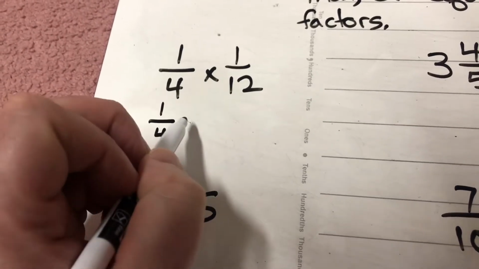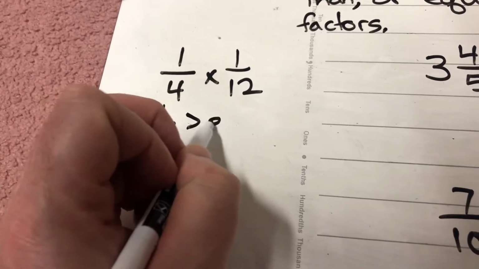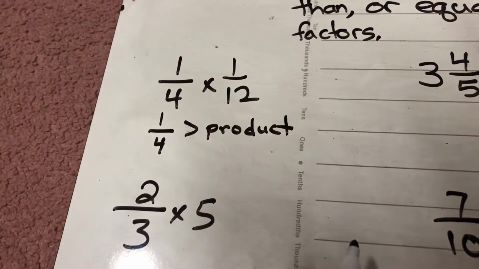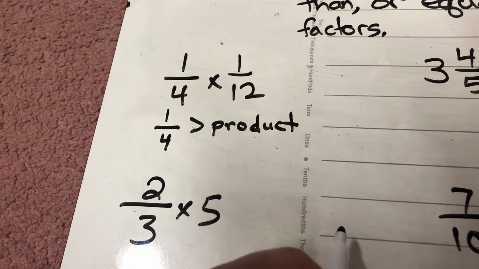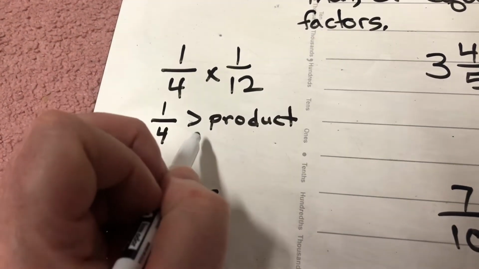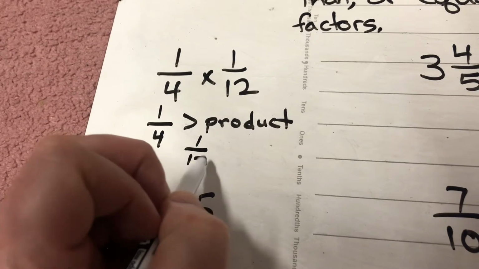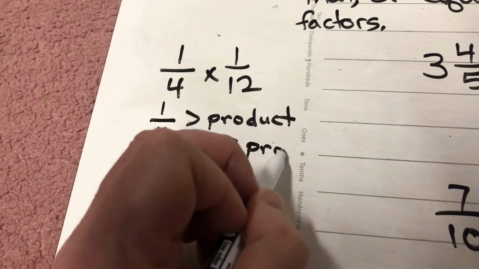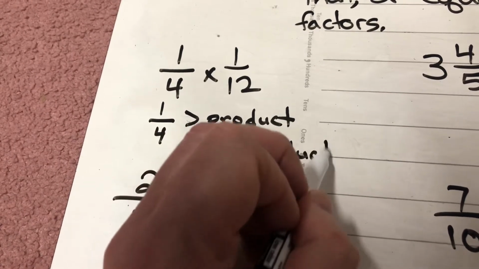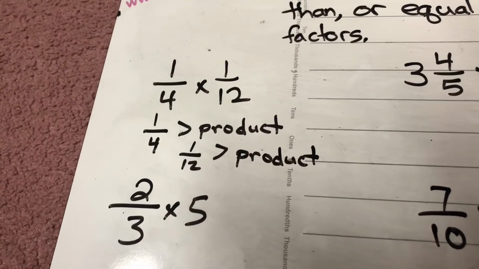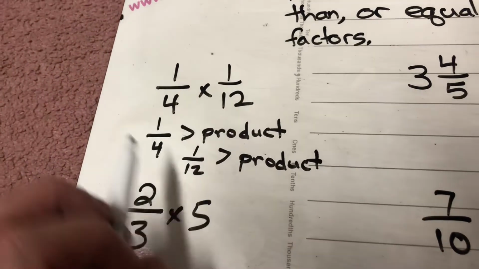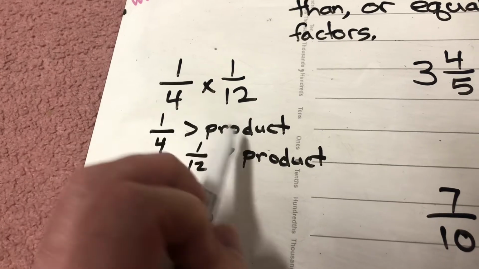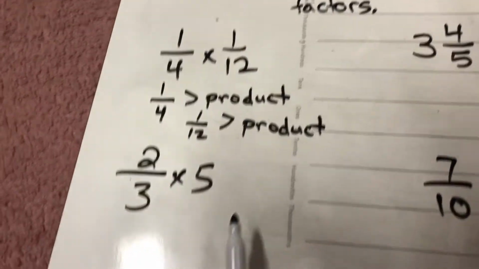So I'm not even counting it one time, which means for both of these, 1/4 is going to be greater than the actual product because I'm not even counting 1/4 one time. And once again, 1/12 is going to be greater than the product because I'm not even counting 1/12 one time. So the answer is going to be something less than 1/12. I'm not even multiplying 1/4 by 1. The answer is going to be less than 1/4.